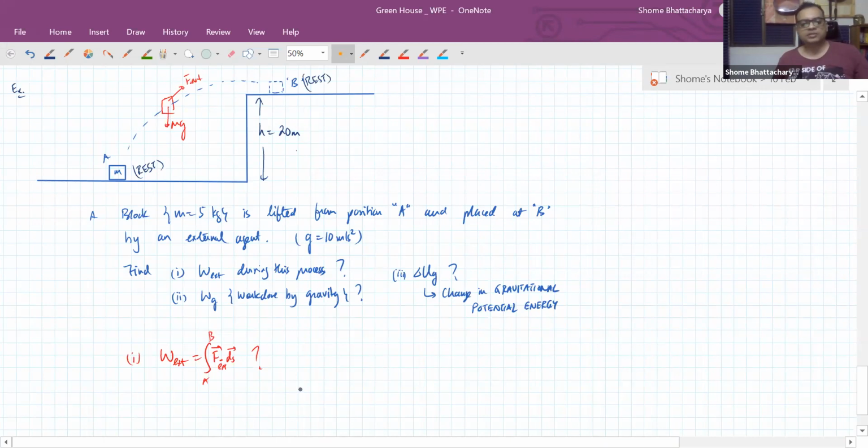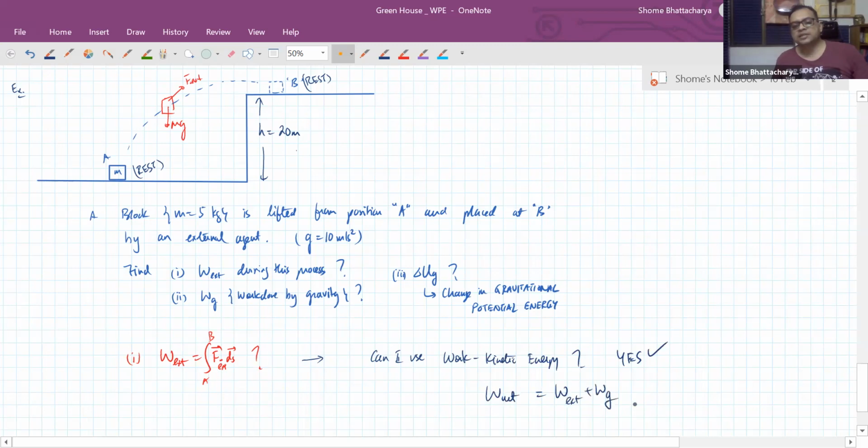So F is equal to ma becomes a bit of a problem. But I have an option: can I use the work kinetic energy relation? And the answer to that is yes, I can, because the net work done is equal to the work done by the external force plus the work done by the gravitational force. Now this is unknown, but this is known because this is a conservative force.